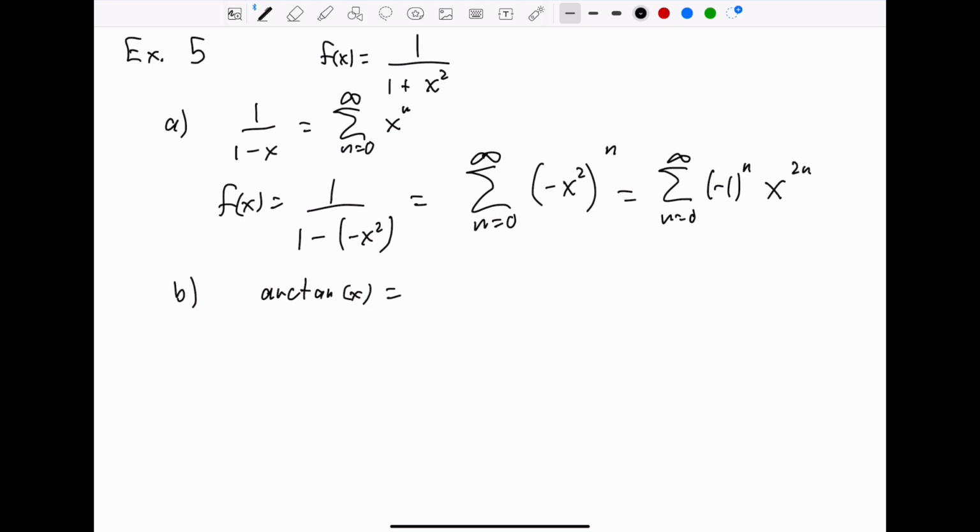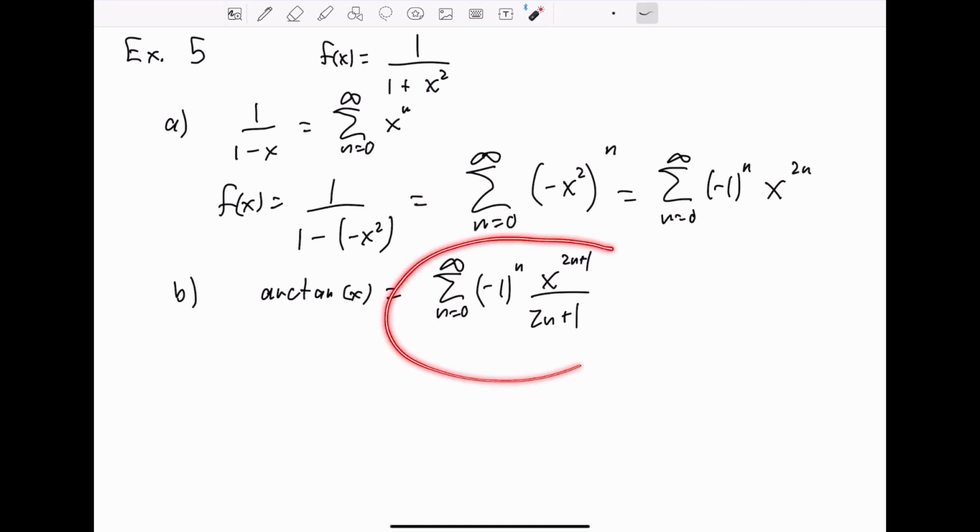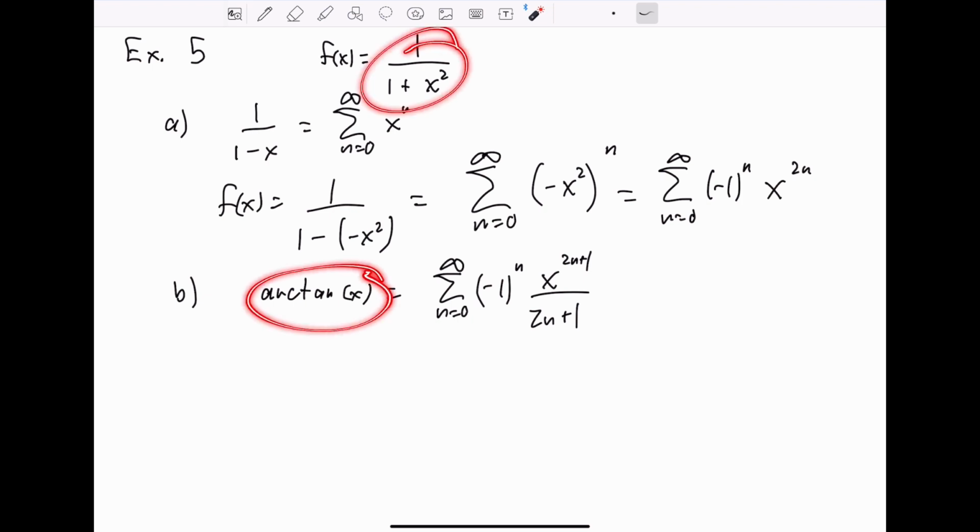Arctangent of x, looking at the front of the handout, the Maclaurin series for arctangent of x is the sum, where n ranges from 0 to infinity, of negative 1 to the n times x to the 2n plus 1 divided by 2n plus 1. Our goal is to use this Maclaurin series somehow to find the Maclaurin series for the related function 1 divided by 1 plus x squared. But how are these functions related? How is 1 divided by 1 plus x squared related to arctangent of x? Do we know a relationship here?